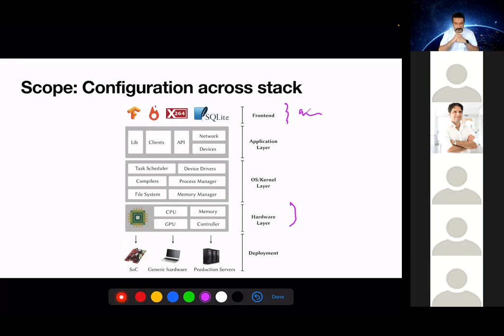So when I talk about the configuration space, we talk about cross-stack. Some of the options are related to the hardware, some of the options are related to the kernel and middleware, and some of the options are related to the software.